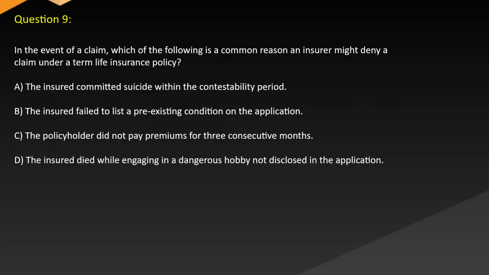Question 9. In the event of a claim, which of the following is a common reason an insurer might deny a claim under a term life insurance policy? A. The insured committed suicide within the contestability period. B. The insured failed to list a pre-existing condition on the application. C. The policyholder did not pay premiums for 3 consecutive months. D. The insured died while engaging in a dangerous hobby not disclosed in the application. Answer.